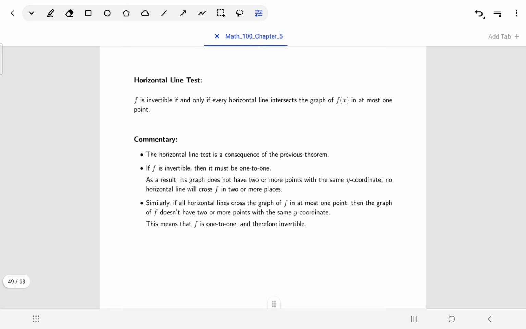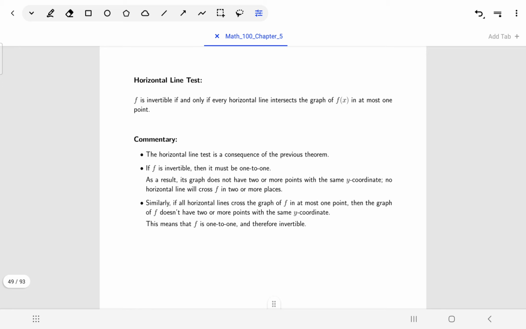We have our horizontal line test that we had from back in pre-calculus days. So you would have learned this little definition for how to tell if something is a one-to-one function or how to tell if something has an inverse. A function will have an inverse if and only if you pass the horizontal line test, if horizontal lines cross your graph in at most one point. This is basically just a consequence of the previous theorem.